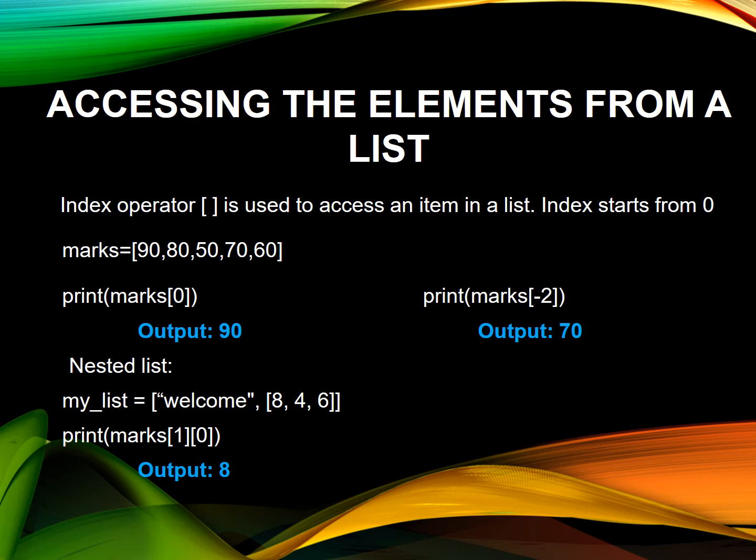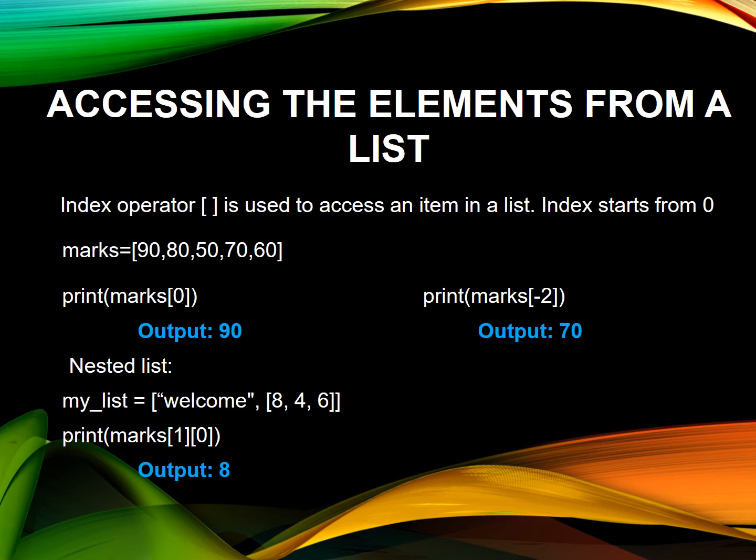Now if I print mylist[1][0], it means we are passing 2 indexes. The first index is for the mylist and the second index is for referring to the element inside the nested list. So we are referring to the second element inside the mylist, so the index is 1, and inside the nested list we are printing the first element, so the index passed is 0. That's why the output will come to 8.